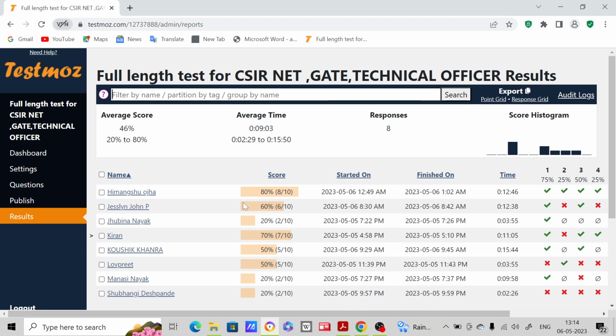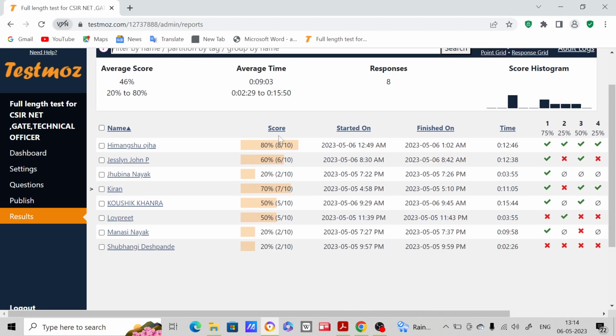And if you see the scores, here 8 out of 10, that is Himanshu Oja, right? So this person is the topper of this test so far. Next one is 7 out of 10, that is Kiran. Next John, 6 out of 10, right? So these are the test scores. So the topper of the test so far is Oja, right?